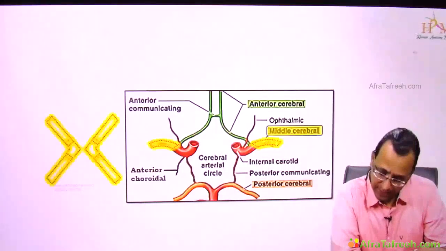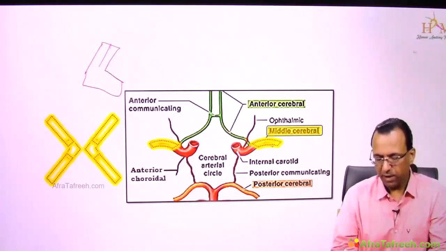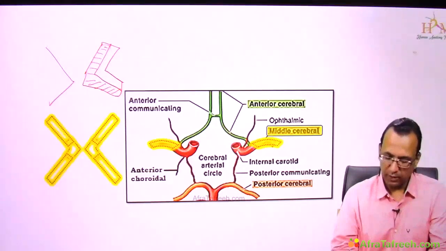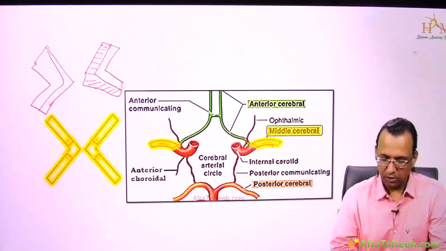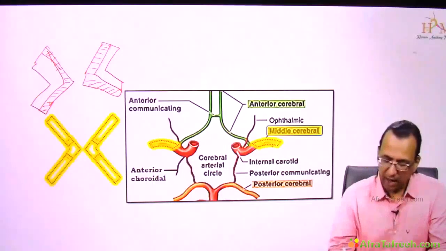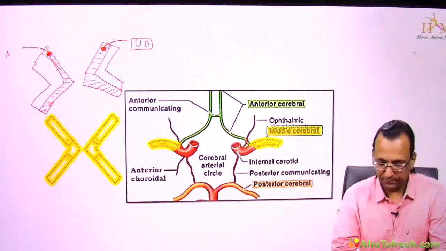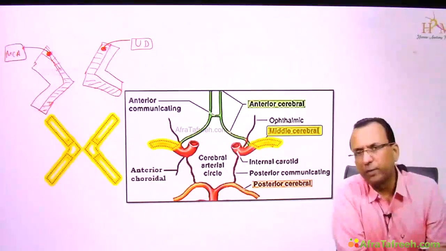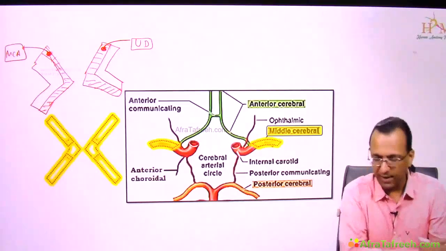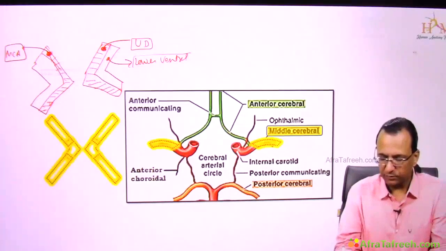Remember, the internal capsule has two parts: an upper dorsal part and a lower ventral part. The upper dorsal part is supplied by the middle cerebral artery. And who is supplying the lower ventral part? You have already discussed three branches.